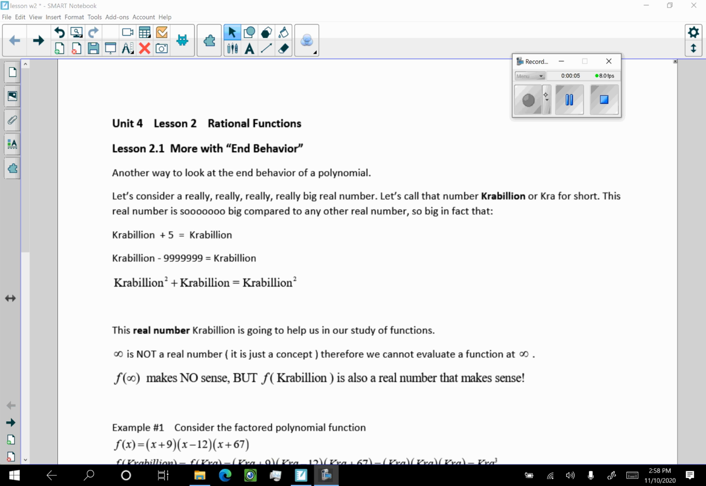Today we're going to look at Unit 4, Lesson 2, Rational Functions. And we're going to start off by just looking at Lesson 2.1, end behavior of polynomials. So the first part of this particular lesson is just the polynomials. It's just another way to talk about and look at the end behavior of a polynomial.